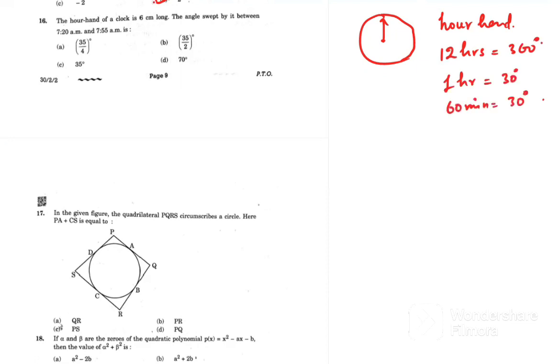So in 60 minutes, 30 degrees. Therefore, in 1 minute, how much will it cover? 30 degrees divided by 60. Now we have to find the angle between 7:20 and 7:55. So from 7:20 to 7:55, how many minutes is it? When we subtract, we get 35 minutes.